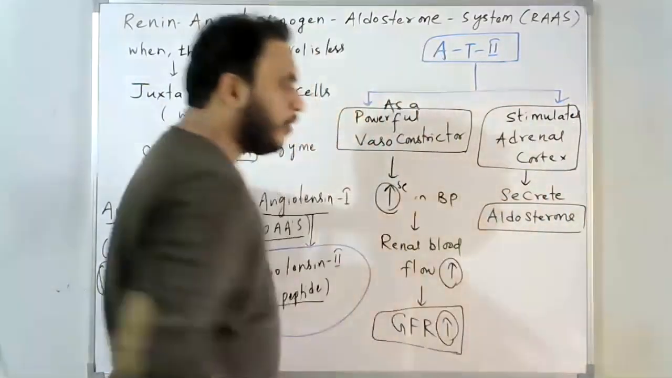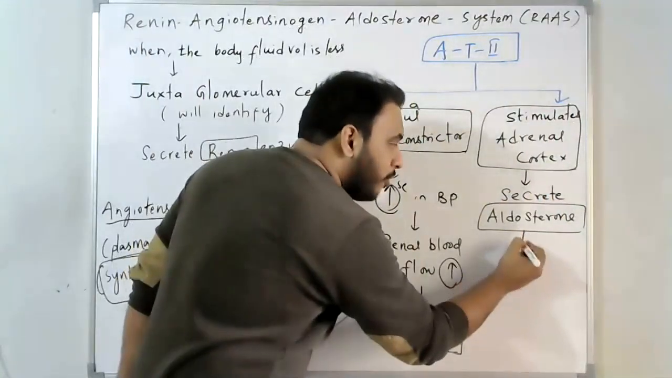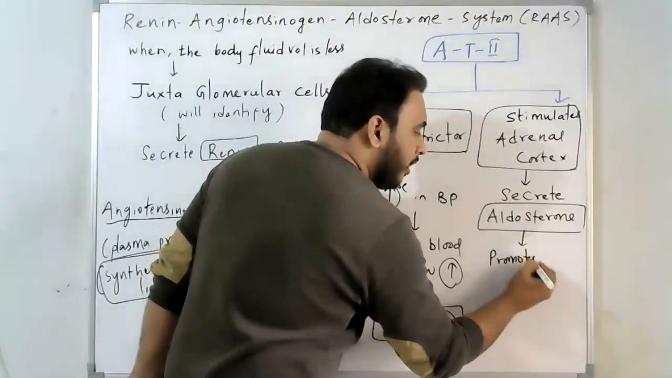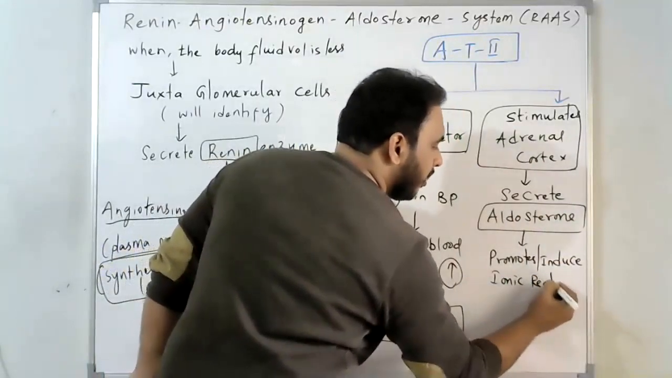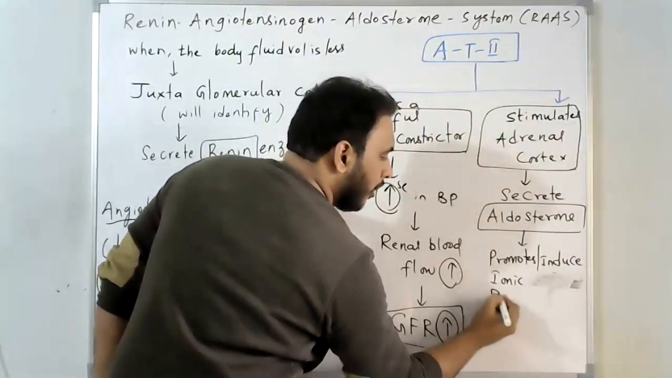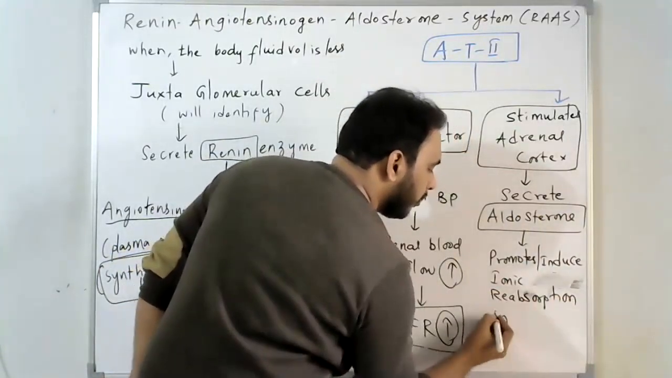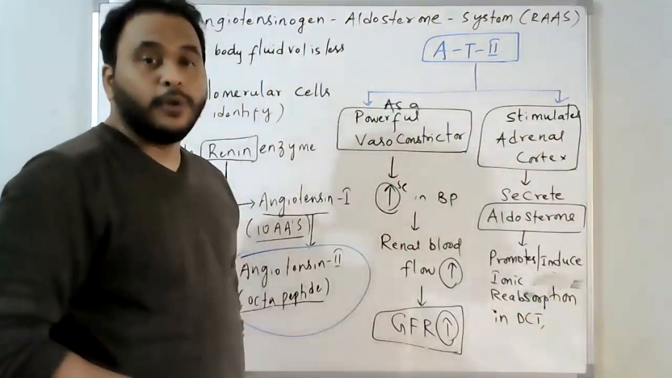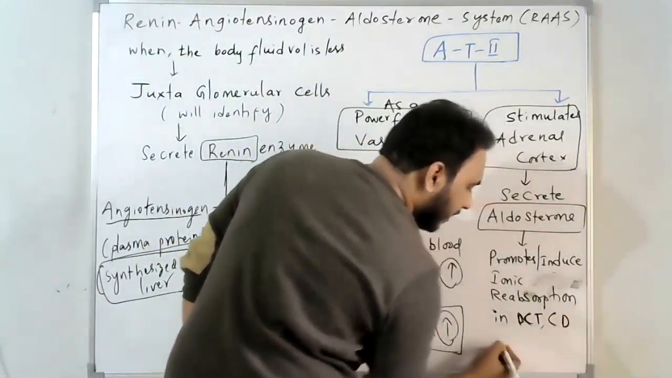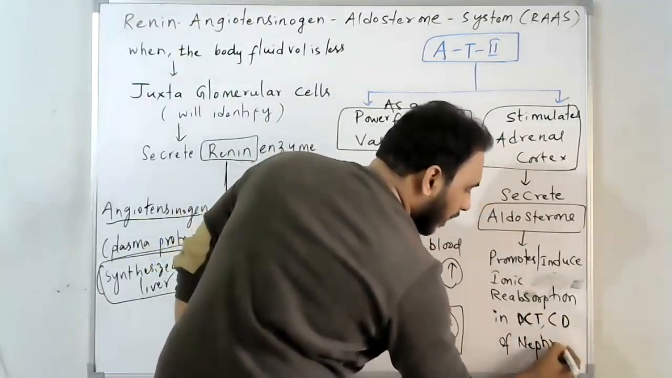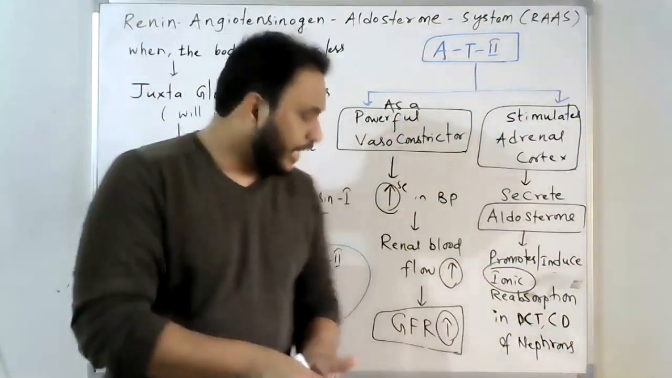It's a hormone called aldosterone, and this aldosterone promotes or induces ionic reabsorption in the DCT, that means distal convoluted tubule, as well as the collecting duct of nephrons.